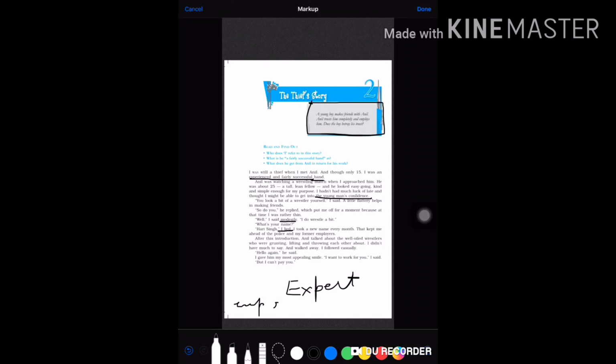After this introduction, Anil talked about the well-oiled wrestlers who were grunting. What do you mean by this word grunting? Grunting stands for making low guttural sounds. Such sort of guttural sounds. These wrestlers always keep on doing so. Such sort of sounds they were creating, grunting, lifting and throwing each other about. Right? I didn't have much to say.